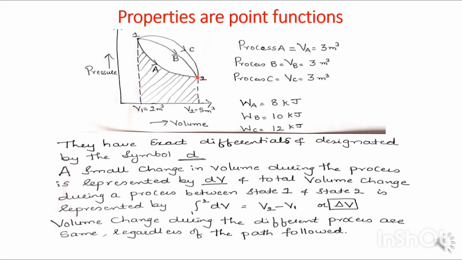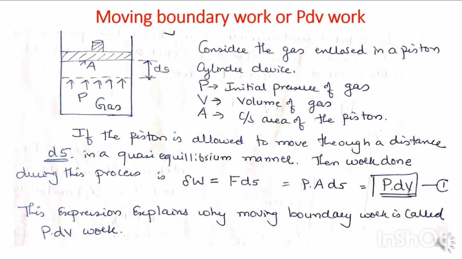Hence, we are calling these point functions. These are mainly dependent on the end states. They are not dependent on which path it is following. That is the example I have given you. If we follow this path also, the volume change is the same. If I follow this path also, the volume change is the same. If I follow this path also, the volume change is the same here. For that purpose, we call these properties point functions, because they are mainly dependent on the end states and not on the path which is followed during a process.